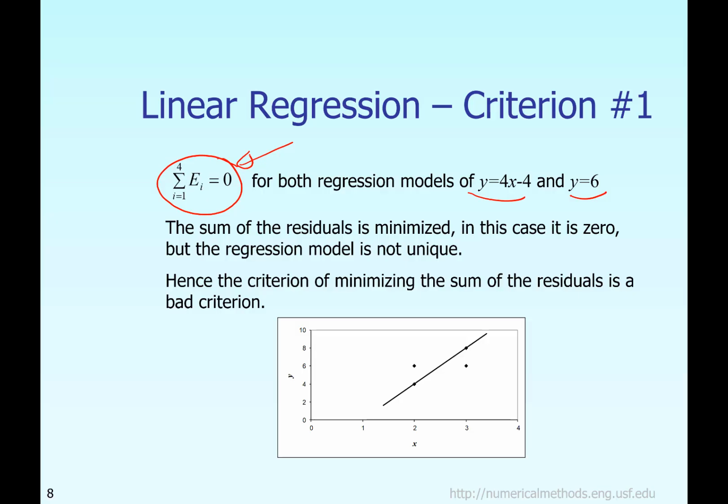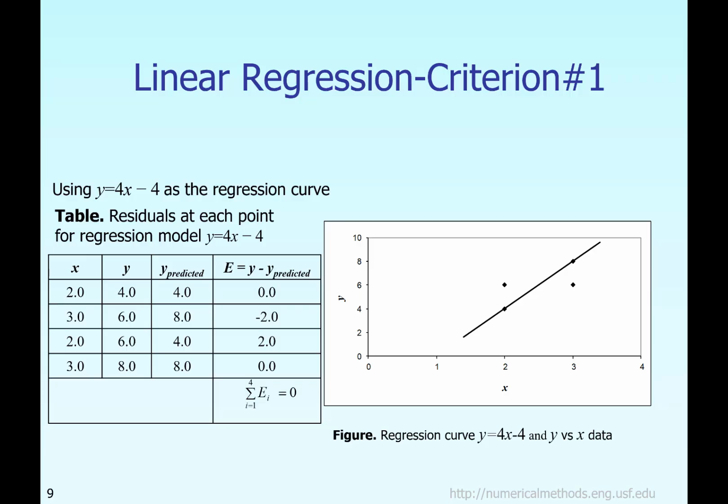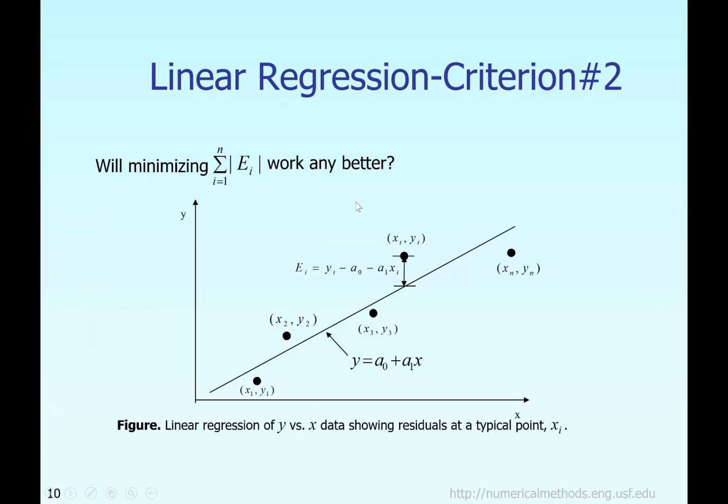So one might realize that the reason why I was getting the sum of the residuals to be 0 is because I got a negative residual and a positive residual for this particular model, the y is equal to 6 model. So maybe what I should be doing is, rather than taking the sum of the residuals as a criterion, we should have a criterion which will minimize not the sum of the residuals, but the sum of the absolute value of the residuals. So let's see whether that's going to give us a better criterion or not.